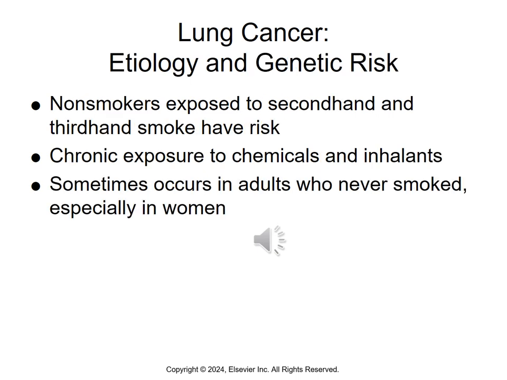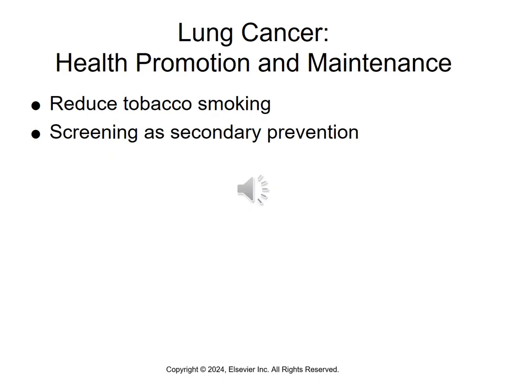Non-smokers exposed to secondhand smoke and thirdhand smoke have risk. Again, the chronic exposure to chemicals and irritants sometimes occurs in adults who've never smoked. We seem to find this correlation more in the female gender. Health promotion, so primary prevention strategies for lung cancer is directly related to smoking cessation strategies, supporting your patient, providing them with information on those techniques.